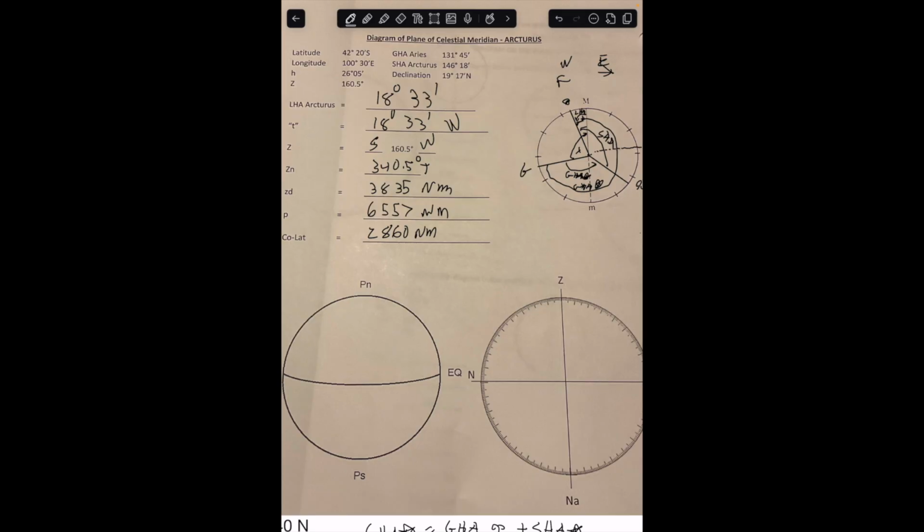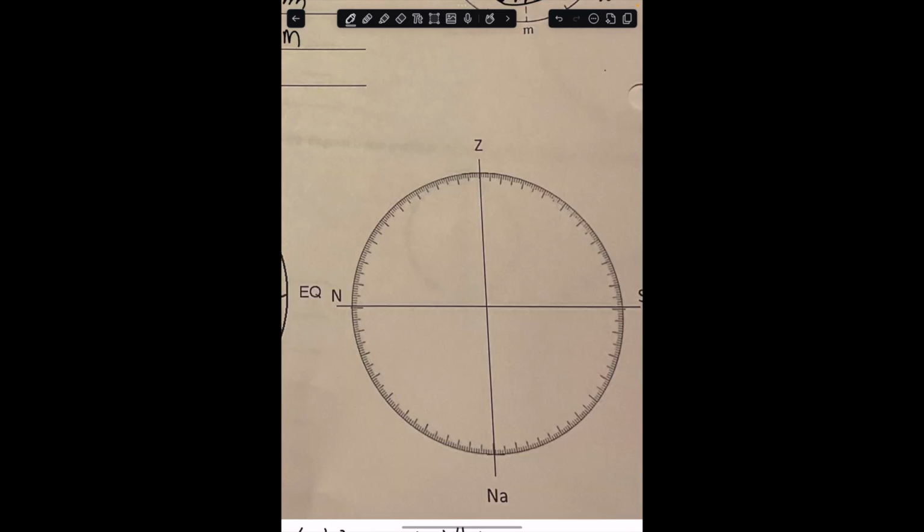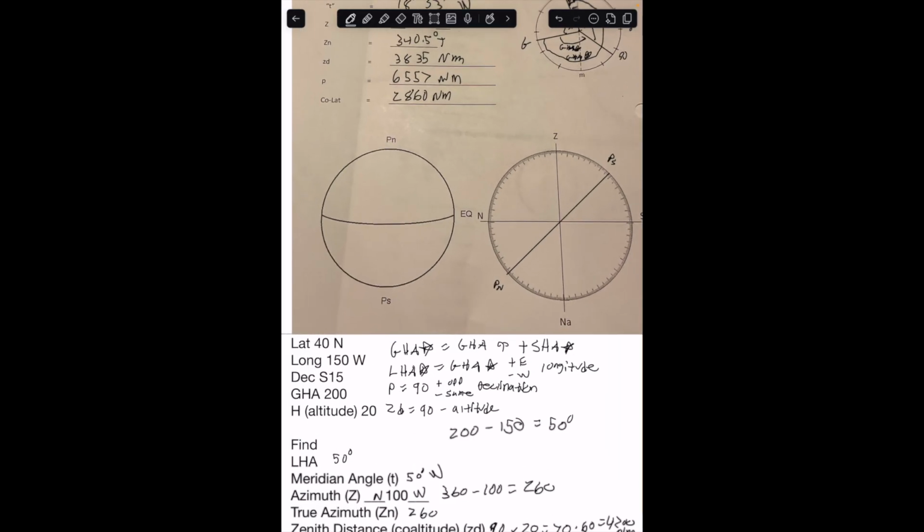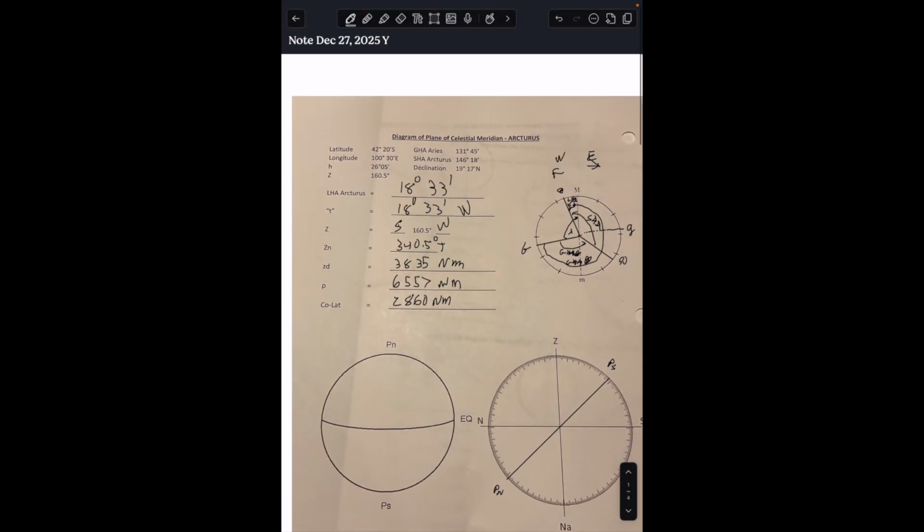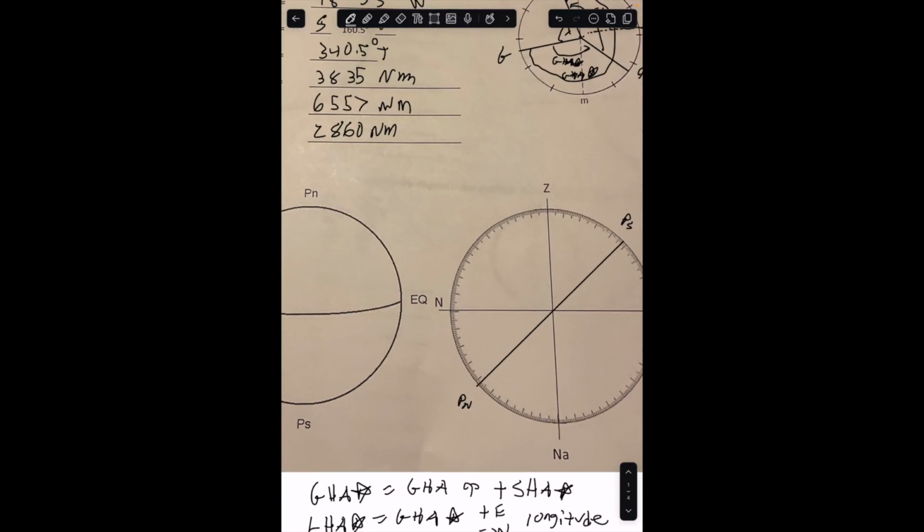Now, we're going to keep things to whole degrees here. We're not going to go decimals because it's just not worth it. So our latitude is 42 degrees 20 minutes. We can round that down to 42 degrees. So south up 42 degrees. All right. So this is P south, P north. And now we're going to do the equator, which we know if we are 42 south, we know that it has to be 42 north of us.